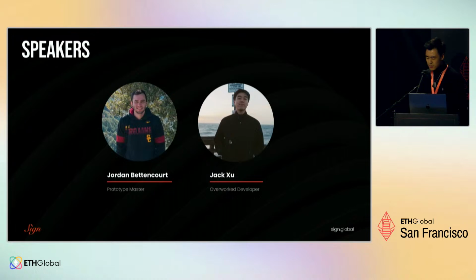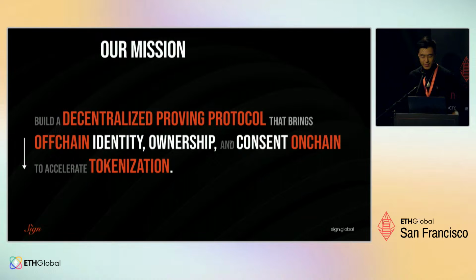Yeah, and the reason why we're here today is because obviously we're giving away money at this hackathon, and you'd like to get that money and maybe learn more about who we are. So for us, we are Sign. If you have been in this space for a while, you might know us as ETHSign. We did a minor rebranding because now we've expanded past just the EVM network, so we decided to call ourselves Sign. And our mission is to build a decentralized proving protocol that brings off-chain identity, ownership, and consent on-chain to accelerate tokenization. Okay?